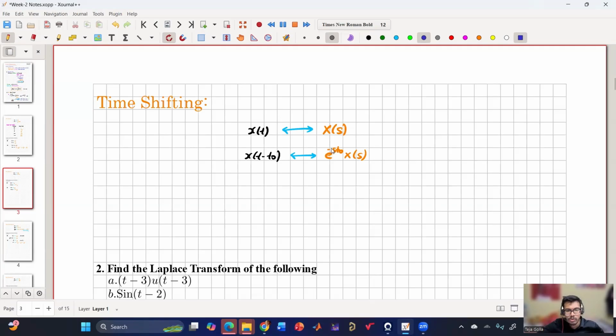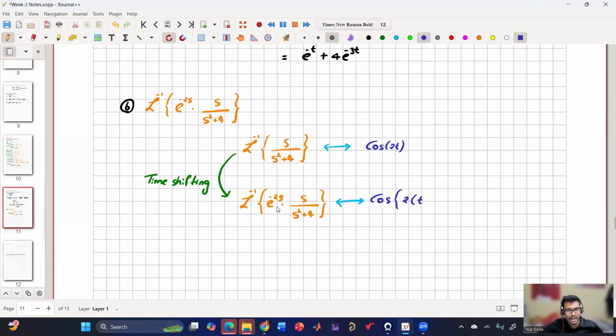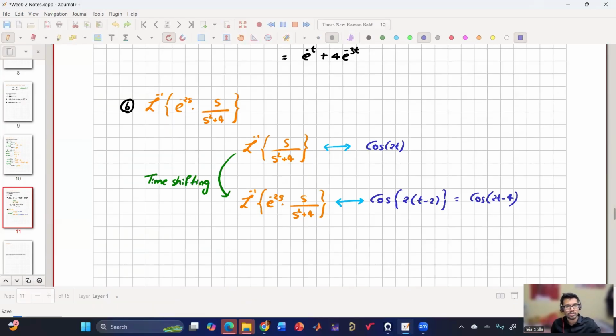If I have e to the power minus 2s, it means x of t minus 2, right? So it is cos of 2 into t minus 2, which is cos of 2t minus 4. Clear? Everyone? Yes, sir. Okay. Any doubts until this point?